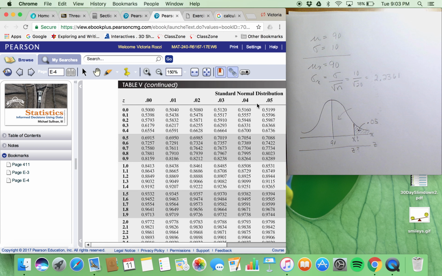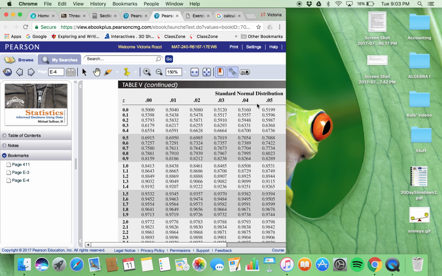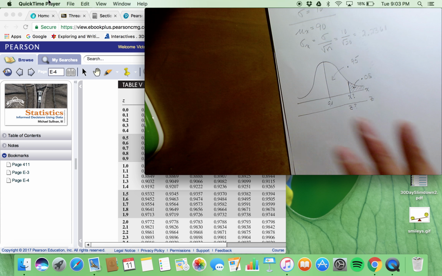Let me just restart my dog cam here because I think that it's frozen. Let's see if we can get it back. Well, there it is. All right.